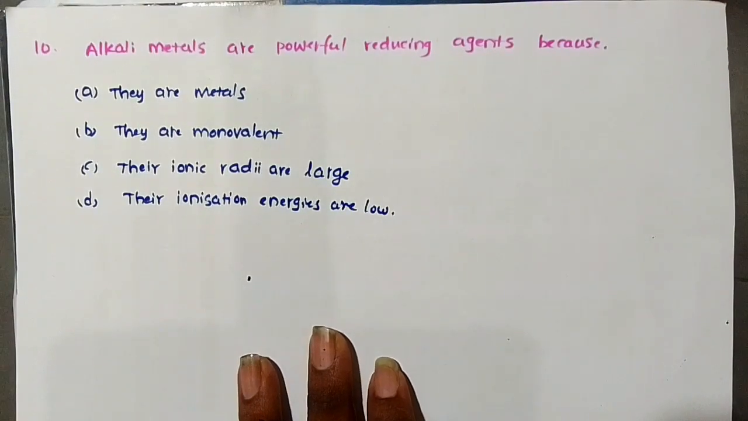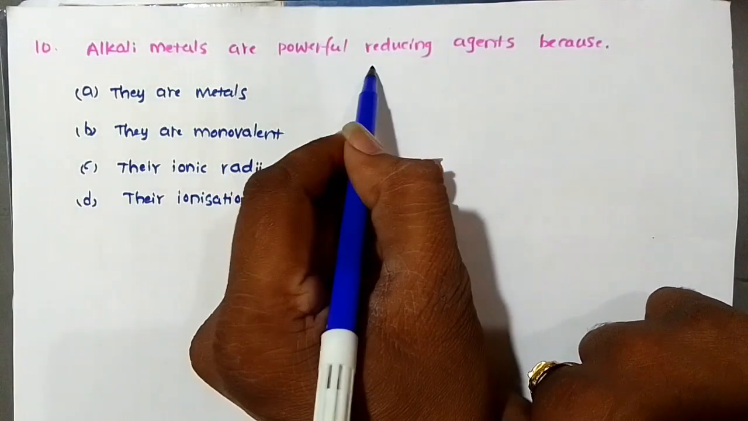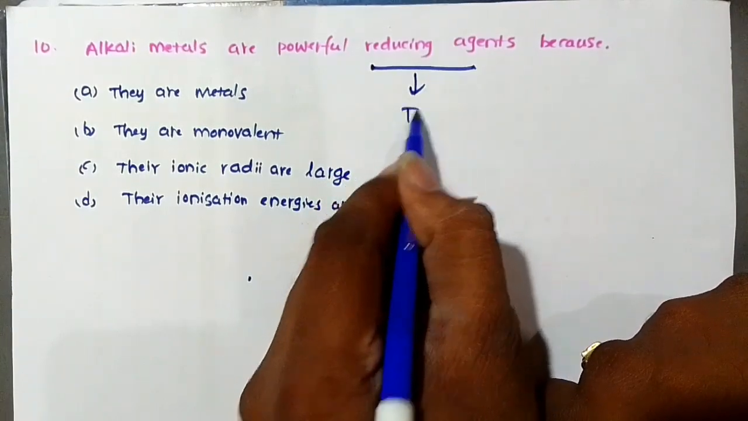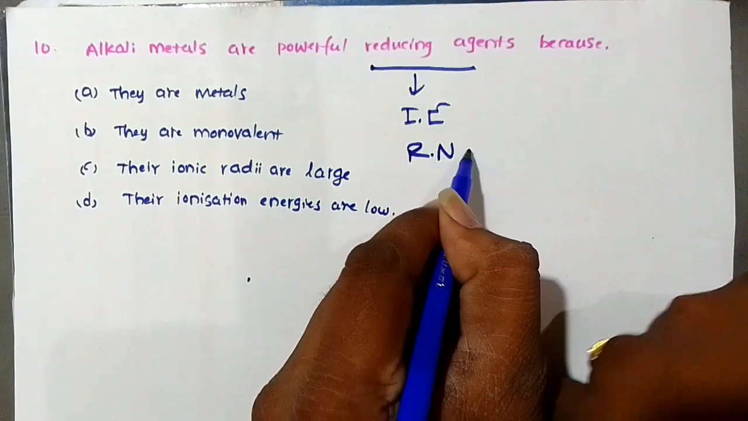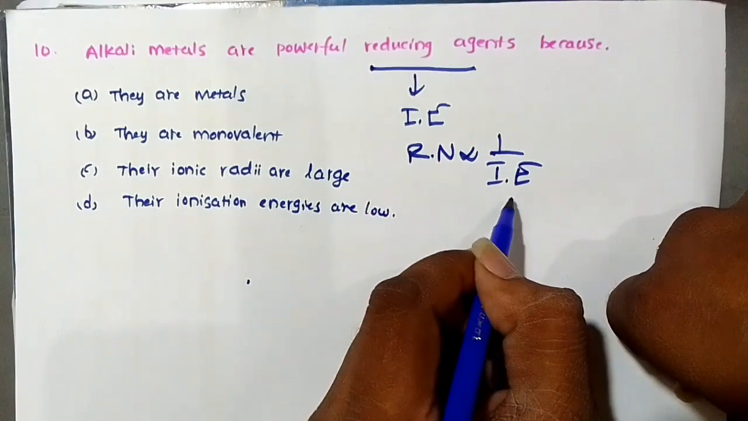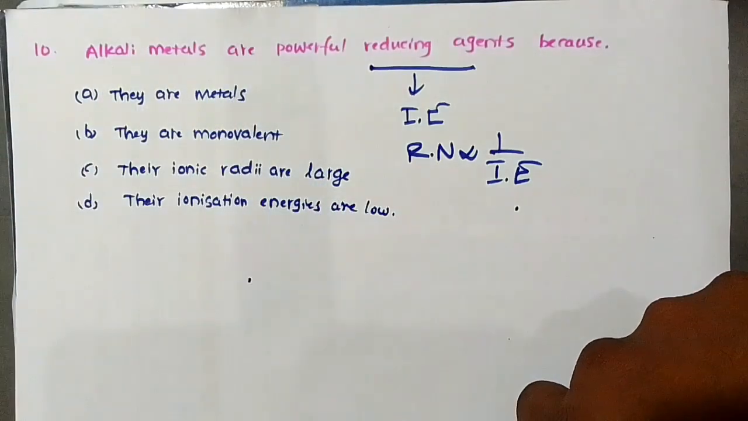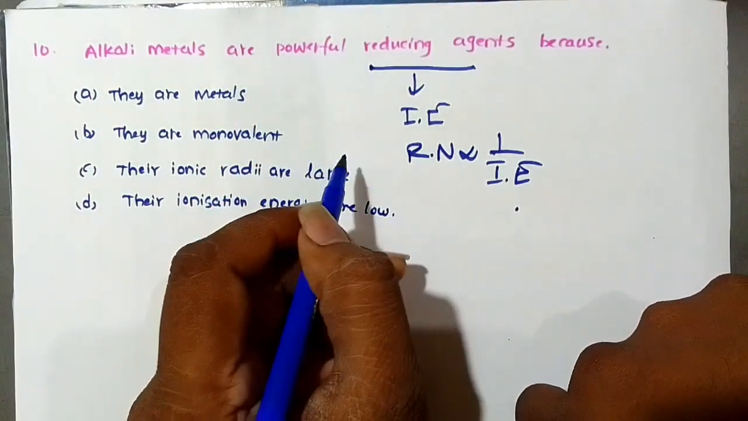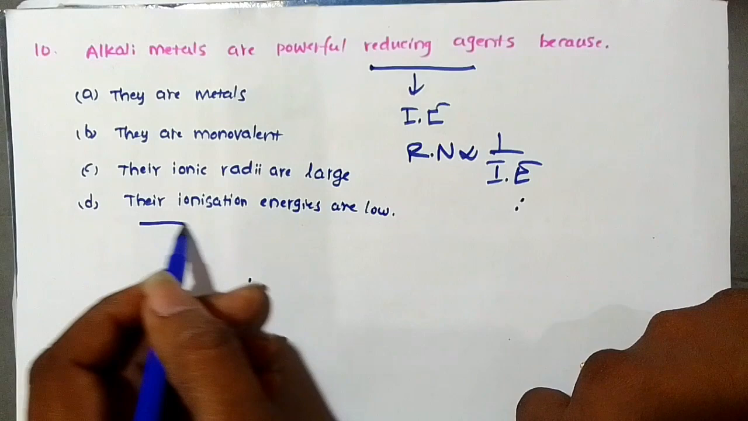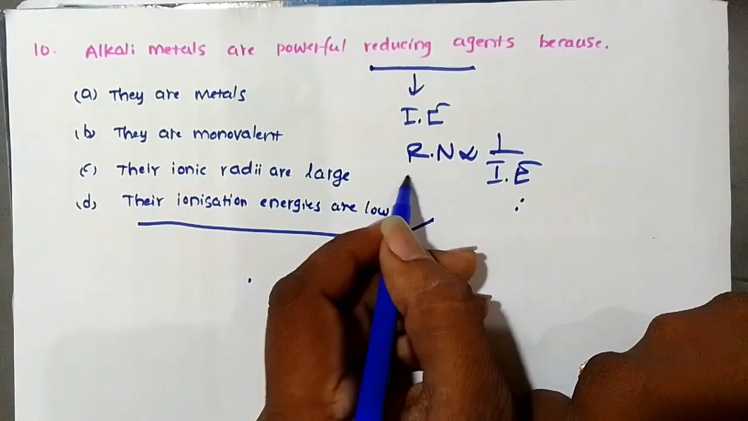Next, alkali metals are powerful reducing agents because reducing nature depends on ionization energy. Reducing nature is inversely proportional to ionization energy. If the ionization energy is more, reducing nature is less. If the ionization energy is very low, reducing nature is more. Alkali metals are group 1A elements and always show low ionization energies. Low ionization energy means more reducing nature. That's why they show more reducing nature.